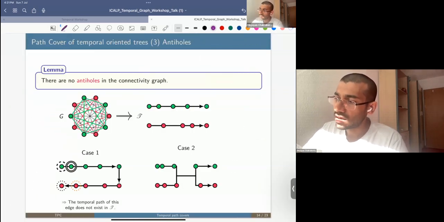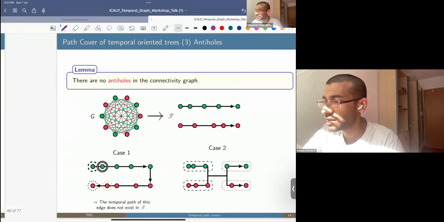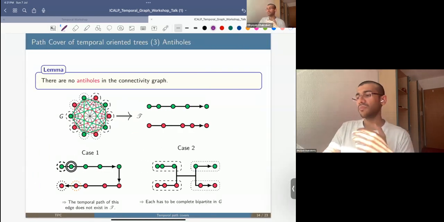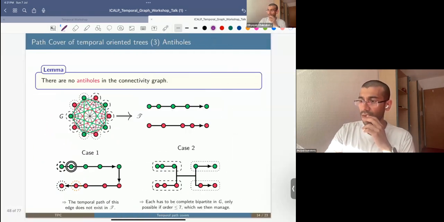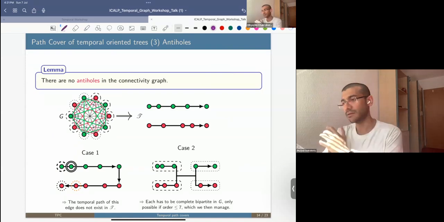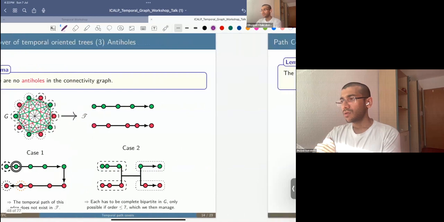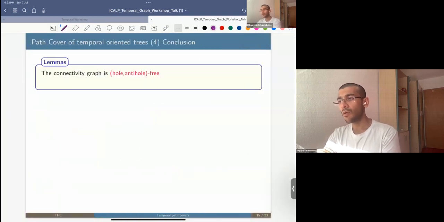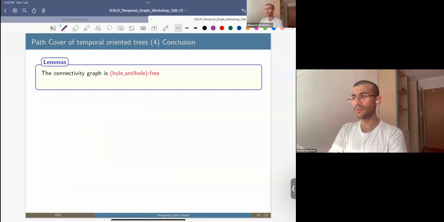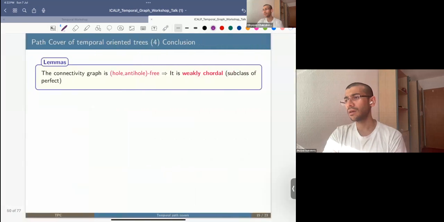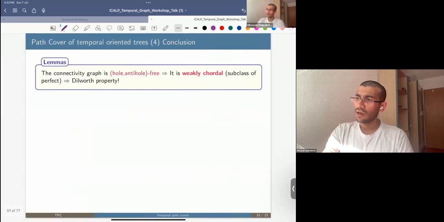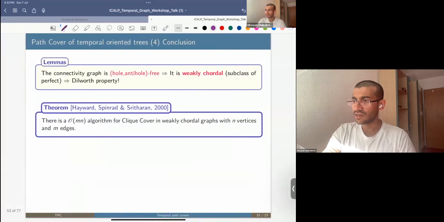Now, the other case is that these two paths intersect. Then again, with a slightly different argument, you can show that this cannot happen either. But this is how we distinguish the cases. So, as I said, the connectivity graph is hole and anti-hole free of size more than 4, which says that it is weakly chordal, which is a subclass of perfect graphs. And it also means that we have the Dilworth property, as I said earlier.